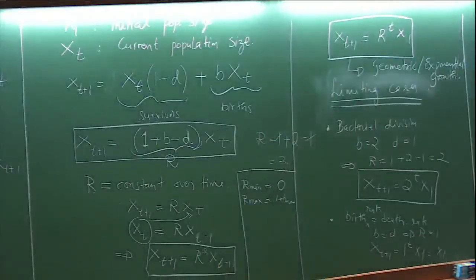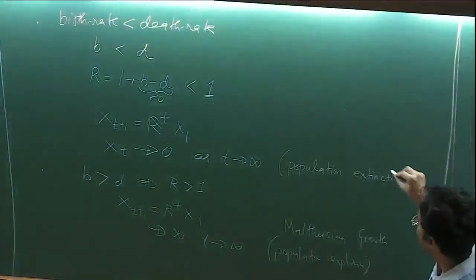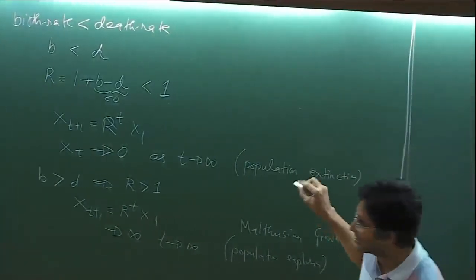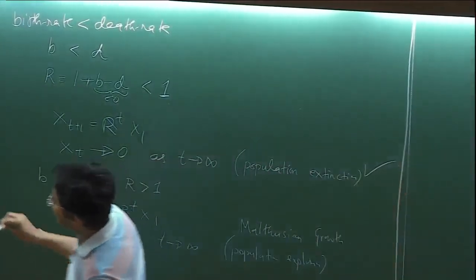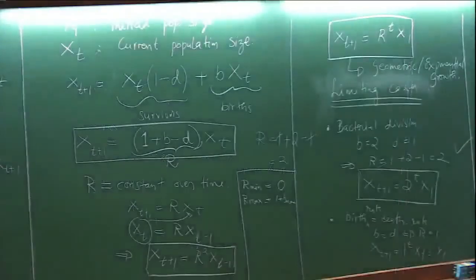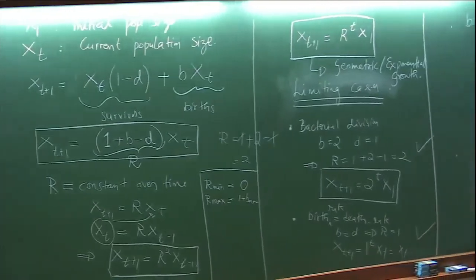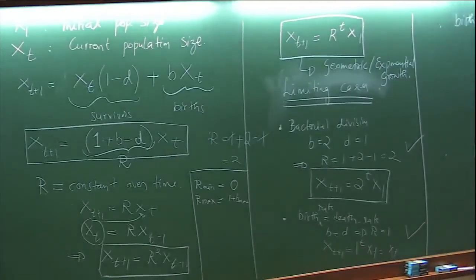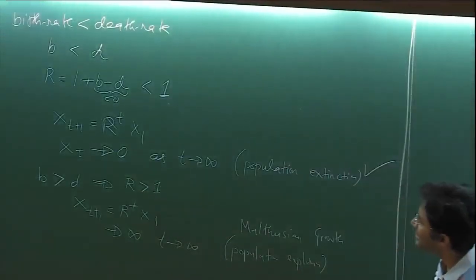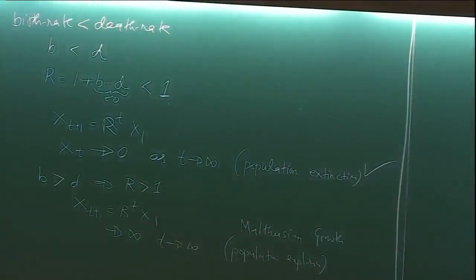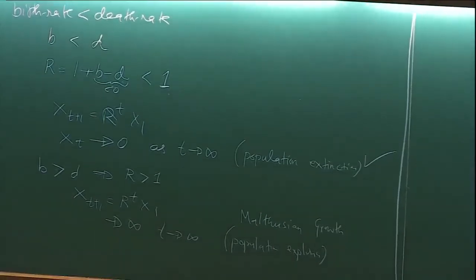Now, what is the problem with this? It tells me that when births are less than deaths, populations go extinct. That makes sense, right? It can help me capture bacterial division nicely. It also tells me that when the birth rate is equal to the death rate, population doesn't change. And when birth rates are greater than death rates, population keeps on increasing and reaches an arbitrarily large value.